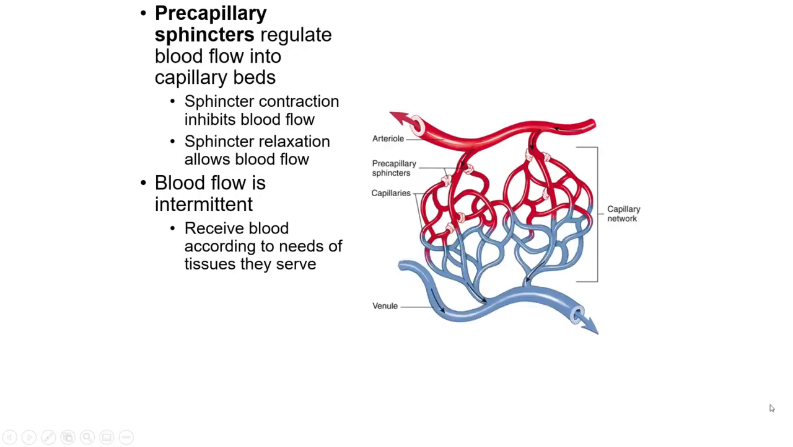You have something called a precapillary sphincter, which regulates the blood flow into the capillary beds. The sphincter contraction inhibits blood flow. And when the sphincter is relaxed, it allows blood flow. So this is kind of a regulating system. And the blood flow can be intermittent, receiving blood only according to the needs of the tissues that they're serving. So when the tissue needs it, it will release. When the tissue does not, it will contract.